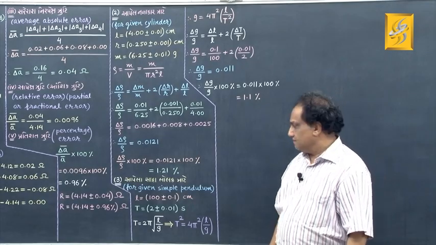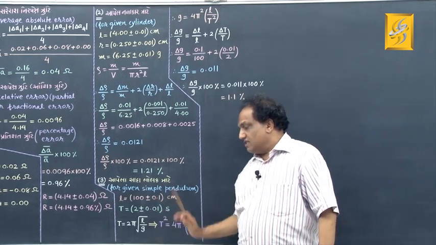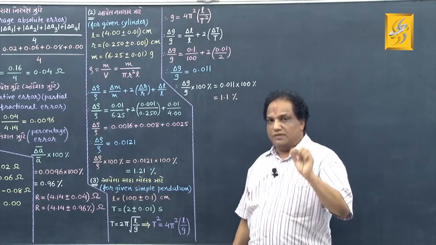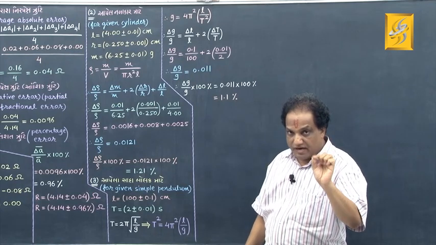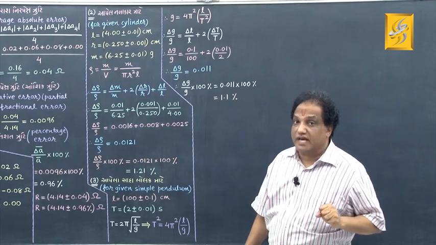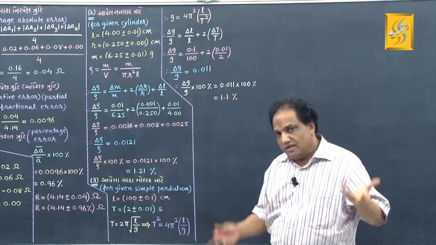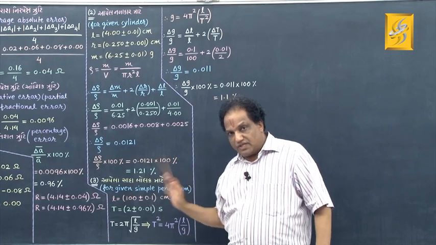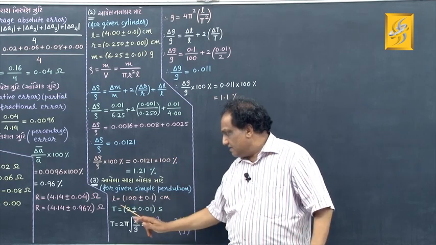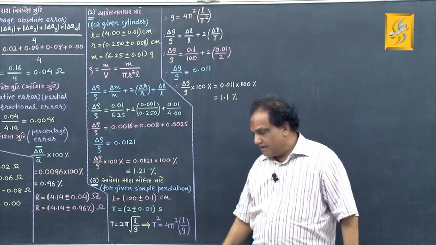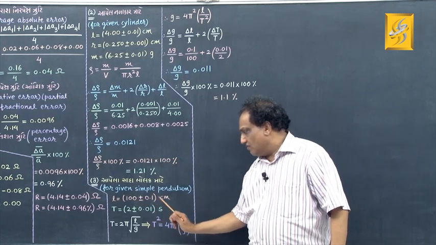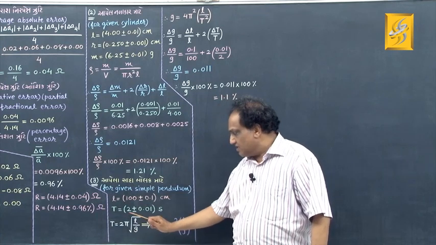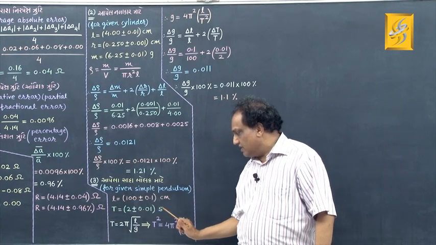Read it. Look. Here we are given one simple pendulum using which we are supposed to find the percentage error in the measurement of gravitational acceleration of a given place. Let us find out. When the readings are taken using this simple pendulum, they found that the length is expressed this way, 100 plus or minus 0.1 centimeter. The periodic time is expressed this way, 2 plus or minus 0.01 second.